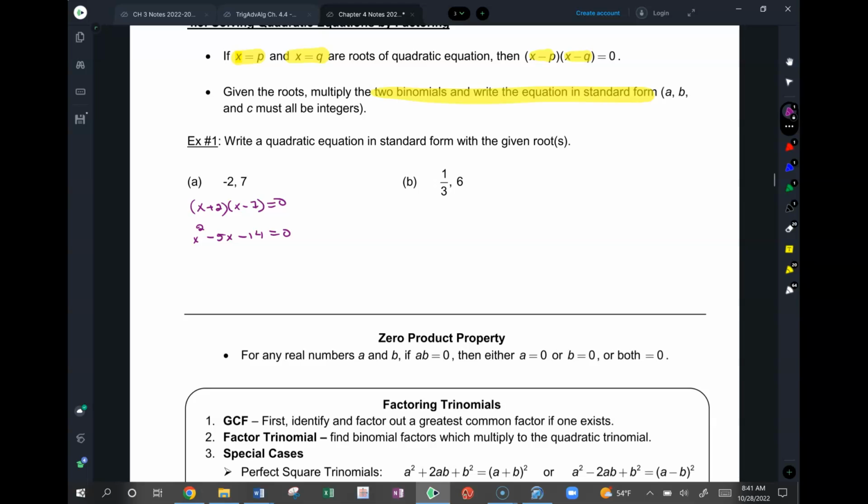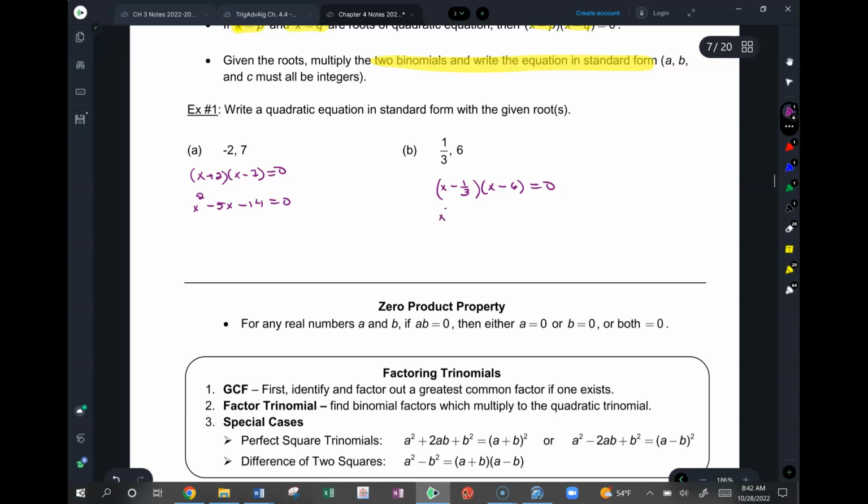the algebra. Okay, here I have x minus a third, x minus 6 is equal to 0. Okay, now I have a fraction. Fine, so I have a fraction. We're still going to multiply in the same way, right? So let's do this. So first terms give you x squared. Outer terms minus 6x. Inner terms negative 1/3 x. Last terms positive 6/3, which is 2.